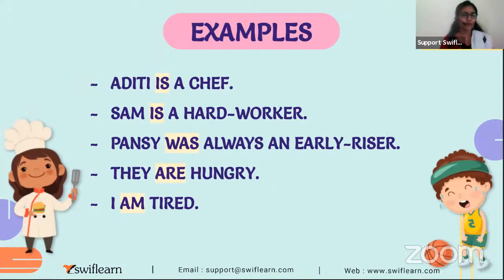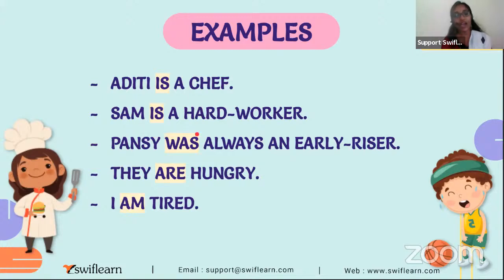Let me read the first example. Aditi is a chef. I hope you all know the meaning of chef. Who is a chef? A chef is one who cooks professionally. So Aditi is a chef here. Aditi is a single person, so it's a singular noun as well. So what do we use? We use is, the state of being verb.